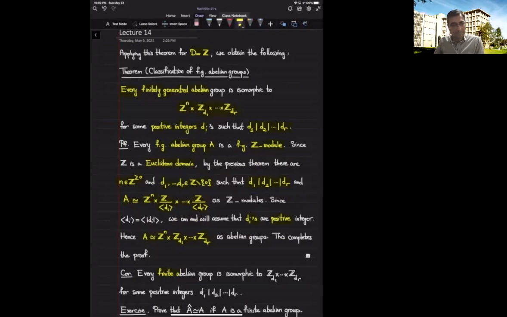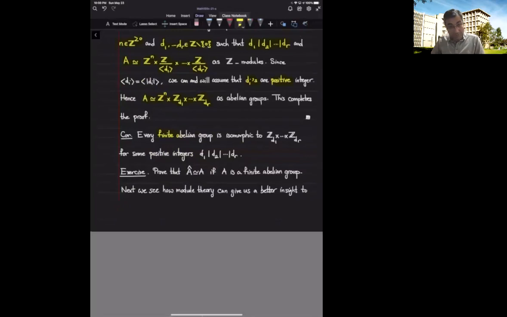So this means altogether, every finite abelian group is isomorphic to the Cartesian product of a cyclic group of order D1, a cyclic group of order D2, up to a cyclic group of order D_r, for some positive integers D1 dividing D2 and so on. In fact, here I can go further and assume that the D_i's are at least 2, unless my finite abelian group is trivial.